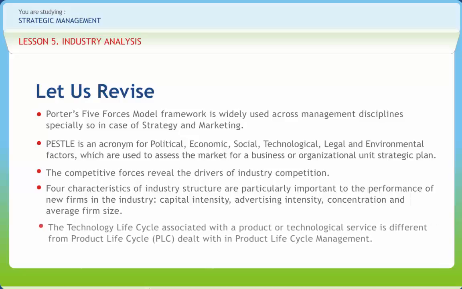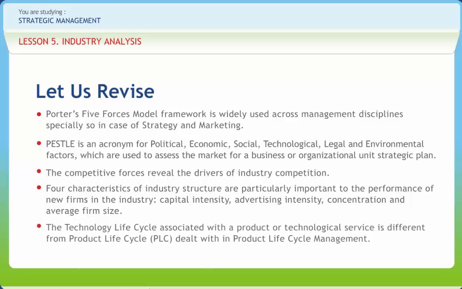The technology life cycle associated with a product or technological service is different from product life cycle dealt with in product life cycle management. The technology life cycle begins to flatten out, the region shown as M, when equivalent or challenging technologies come into the competitive space and begin to eat away market share.